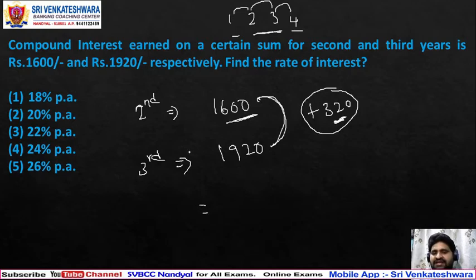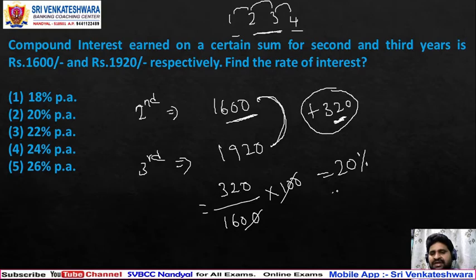If I calculate how much 320 is of 1600, can I get the rate of interest? So calculate 320 by 1600 into 100. 100 will cancel. 16 twos are 32. So exactly 20% is what I get. Clear? The next cycle.